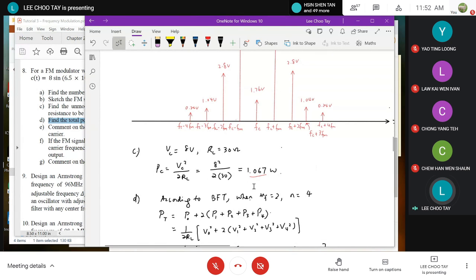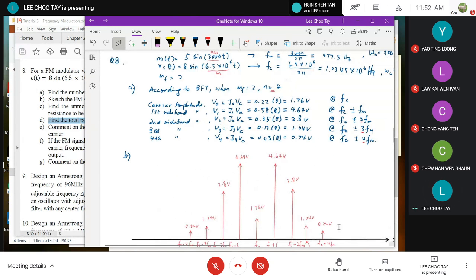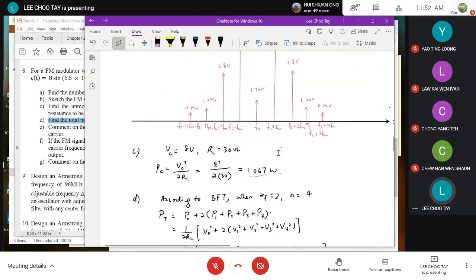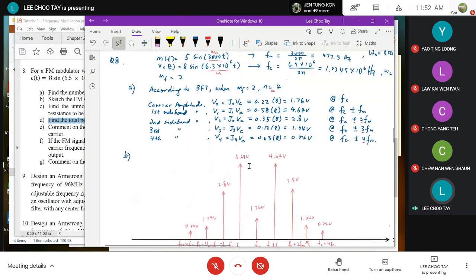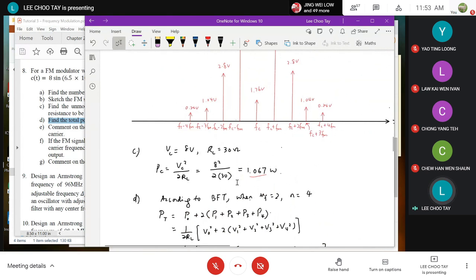Why multiply by 2? Because we have one here and we have one here. You can see that these two are actually mirror images of each other. So I just compute one side and then multiply by 2, and that will cover this side as well. So that's where the 2 comes from.